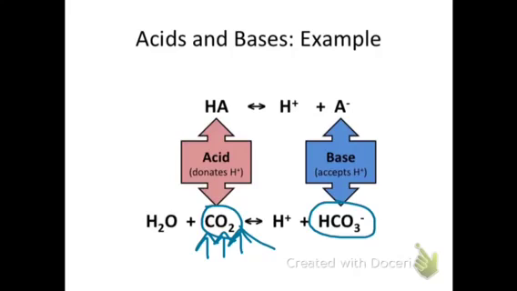Carbon dioxide is a volatile acid, meaning that it can be excreted by the lungs. Non-volatile acids, such as lactic acids and keto acids, cannot be excreted by the lungs. Instead, they have to be excreted by the kidneys.